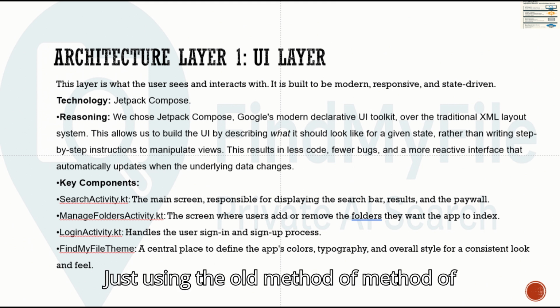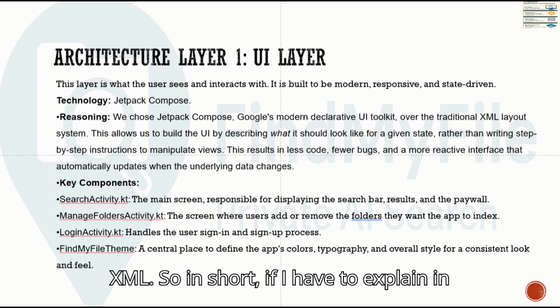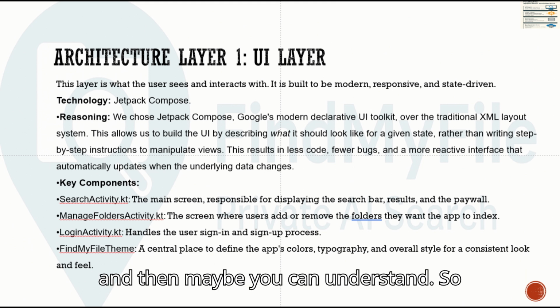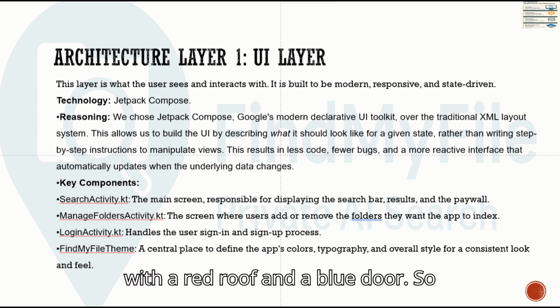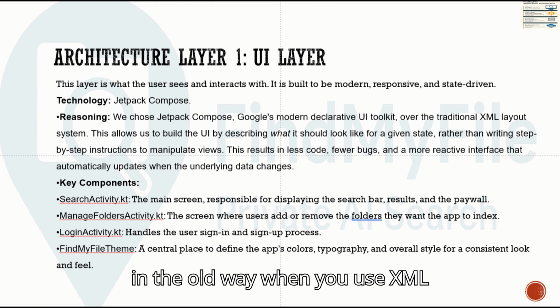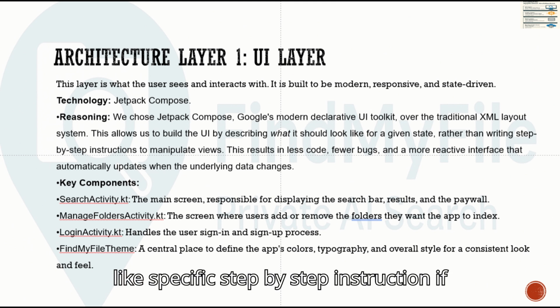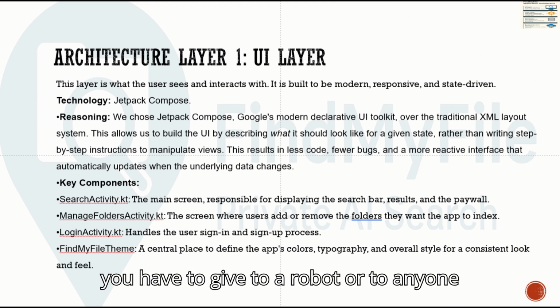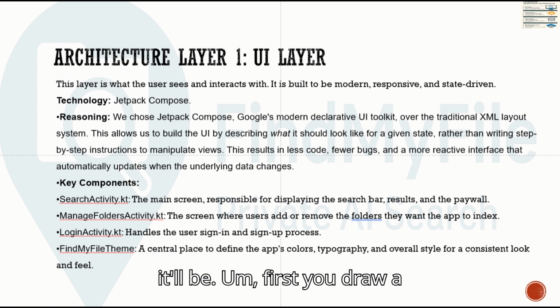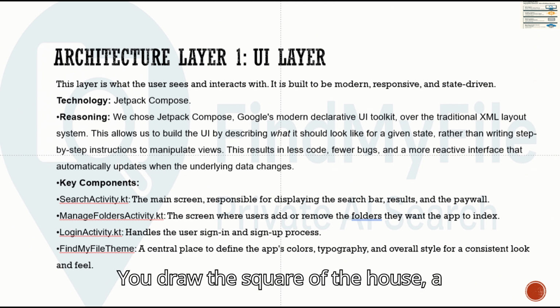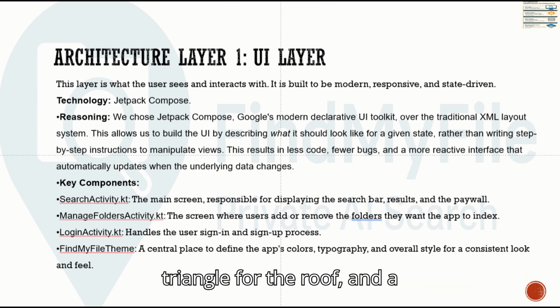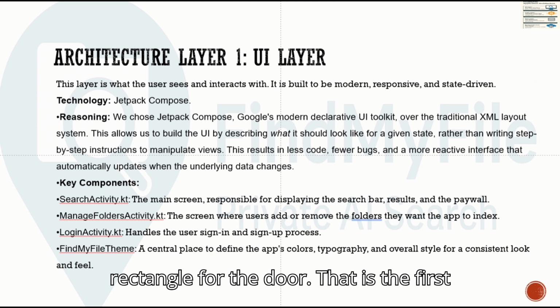Now, if you want to know the reason why we chose Jetpack Compose instead of the old method of XML, in short, I'll give you an example, and then maybe you can understand. Imagine you want to build a small house with a red roof and a blue door. In the old way, when you use XML, you have to give specific step-by-step instructions, like to a robot or to anyone. First you draw a blueprint, the XML file. You draw a square for the house, a triangle for the roof, and a rectangle for the door. This is the first step.